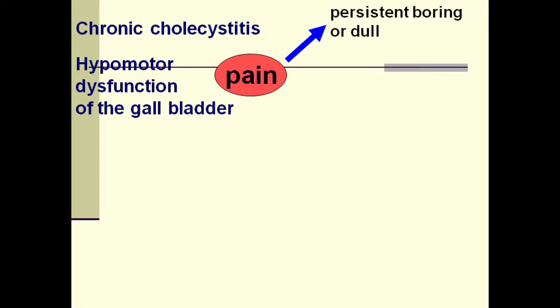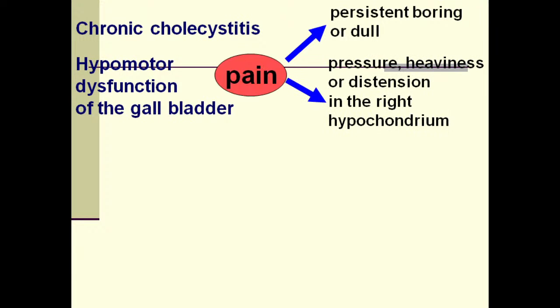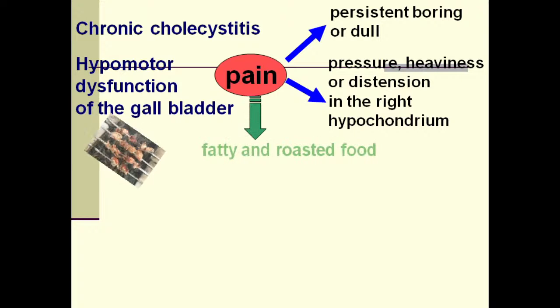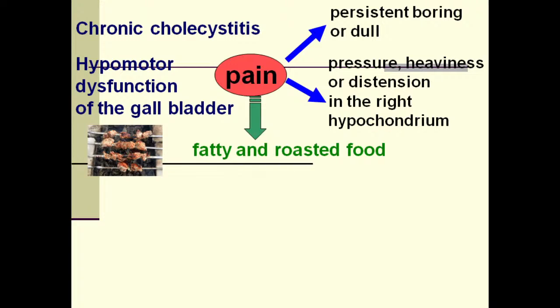Patient complains of persistent, boring, dull pain. Sometimes instead of pain, he feels pressure, heaviness, or distension in the right hypochondrium. This problem intensifies after taking fatty, roasted or spicy food, because this food needs more intensive activity of the bile, and the bile process is delayed.